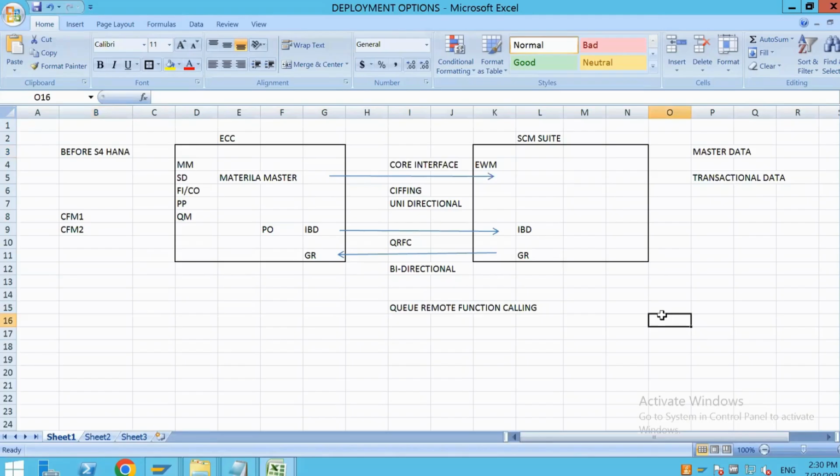So this is decentralized, right? Yes, this is decentralized. Decentralized means the systems are not on the same server. These are two different servers, whereas central means only one server.